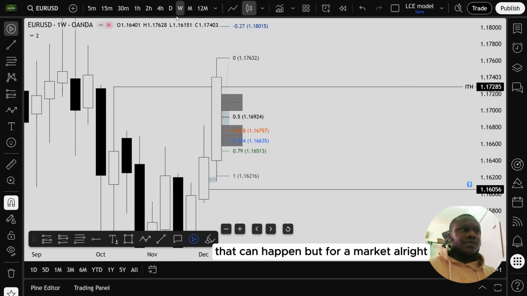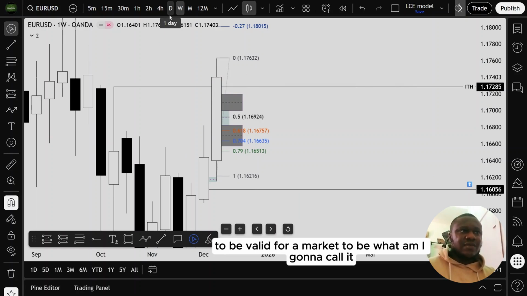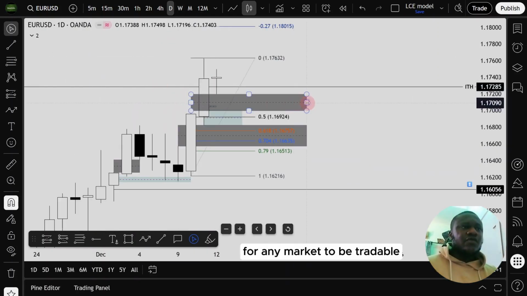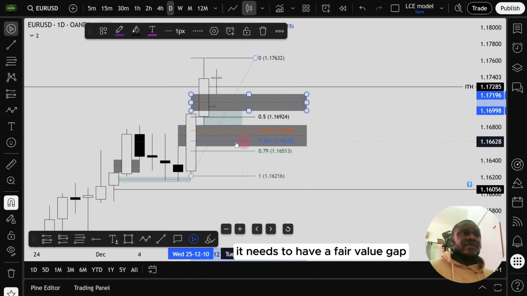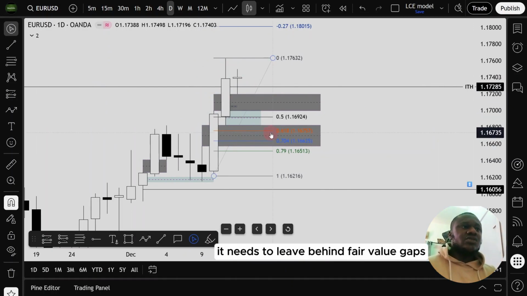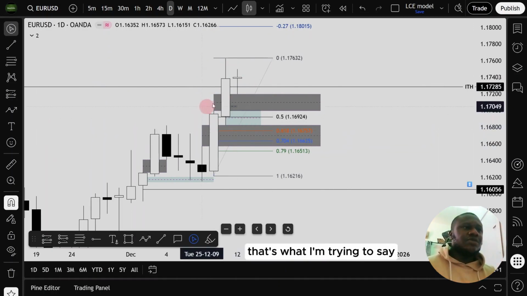That can happen. But for a market to be valid, for any market to be tradable, it needs to have a fair value gap. But for a market to be concrete, it needs to leave behind fair value gaps. That's what I'm trying to say. So I'm expecting this to hold.